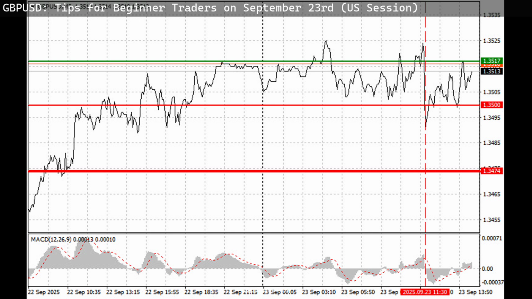Today's speech by Federal Reserve Chair Jerome Powell will also be in focus. If his rhetoric is dovish, this could trigger a decline in the dollar, thereby supporting the pound. For the intraday strategy, I will focus mainly on scenarios 1 and 2.